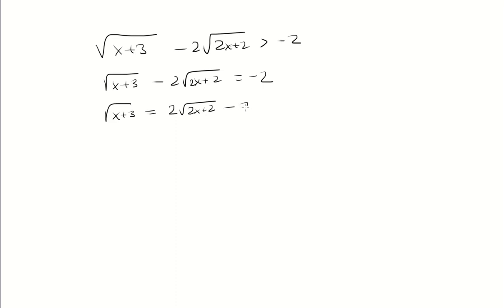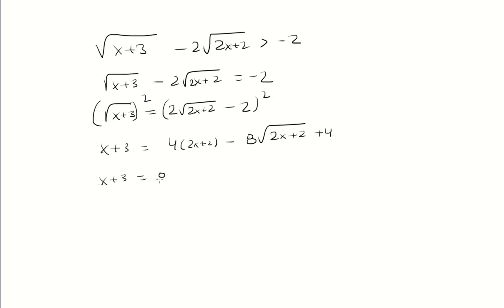So we'll add 2 square root 2x plus 2 to both sides. And then we're going to square. So that's x plus 3 equals 4 times (2x plus 2) minus 8 square root 2x plus 2 plus 4. We will distribute the 4 to get 8x plus 8. And then we want to add the 8 with the 4 to get 12. So it's 8x plus 12 minus 8 square root 2x plus 2.